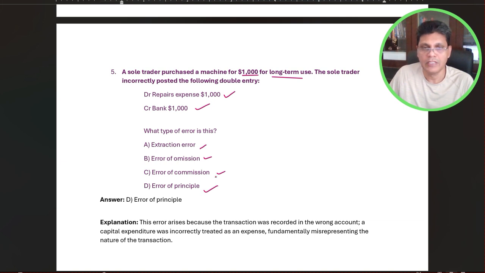We know this is a principle error because capital expenditure has been recorded as revenue expenditure. This error arises because the transaction was recorded in the wrong account. A capital expenditure was incorrectly treated as an expense, fundamentally misrepresenting the nature of the transaction. So therefore this is an error of principle.